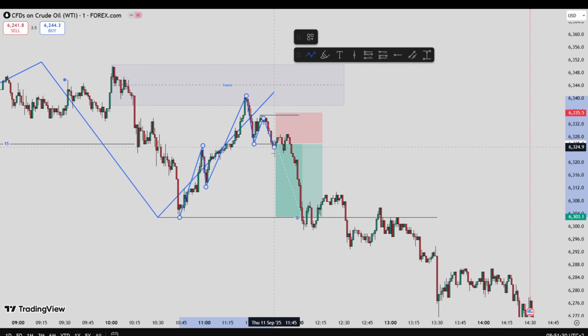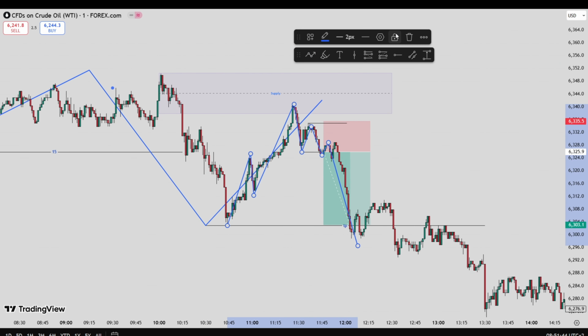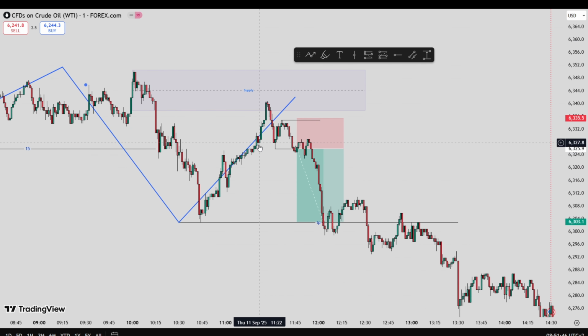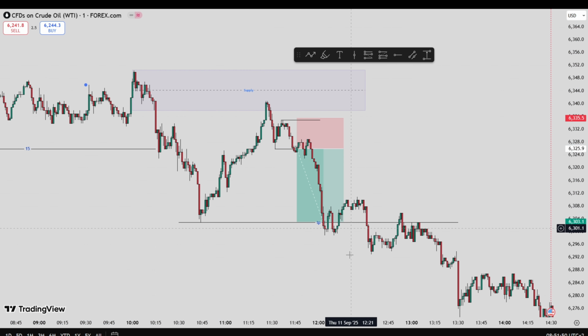Right at the break I entered there for a short position, putting my stops around here, and then my profit target at the week low where I'm expecting the market to break below. So essentially that's what I did. So this was a trade on US oil. So this is the exact model that I use.